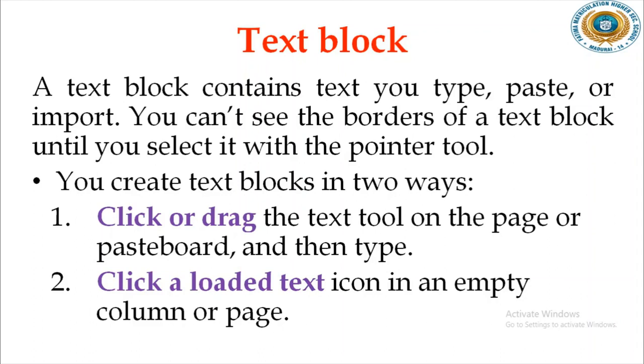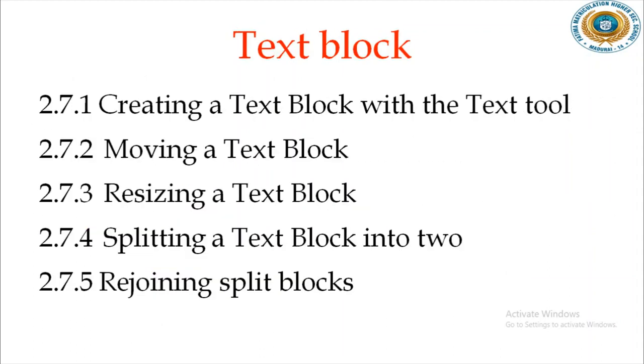Otherwise, if you have already created a text block in the pasteboard, we can click and drag it from there. Otherwise, using the loaded text icon, you can create a text block by using the loaded text icon in the text window. So, creating a text block with a text tool, the first option we are going to see. How to do that?